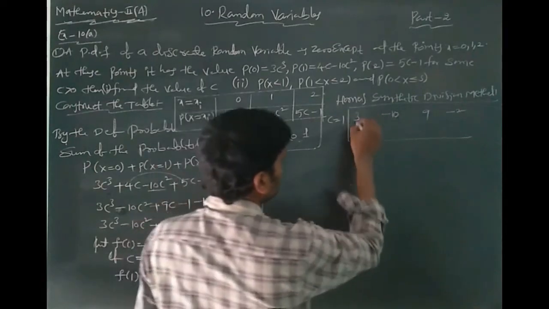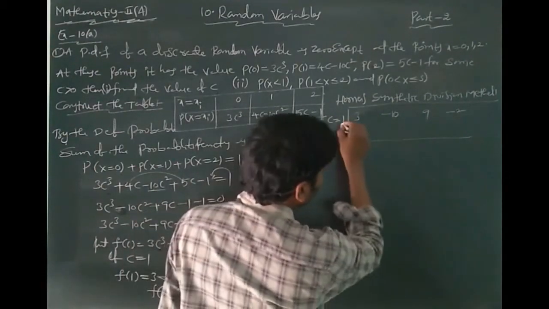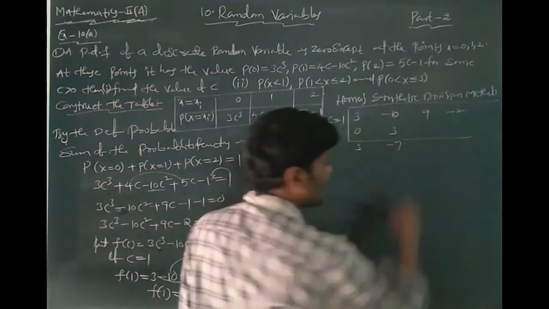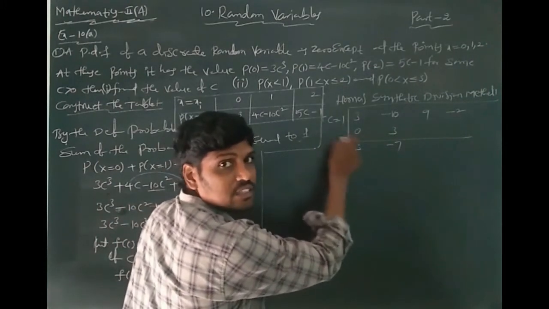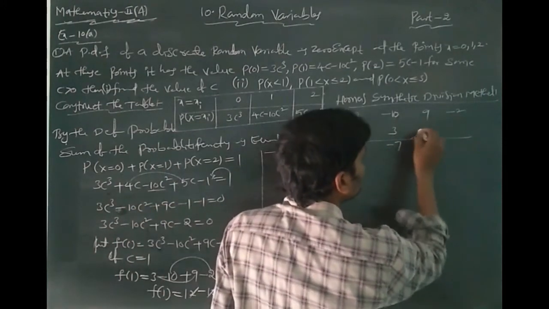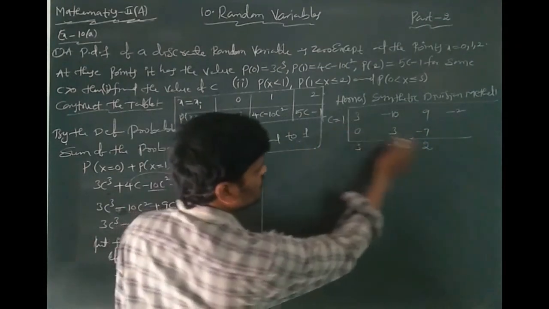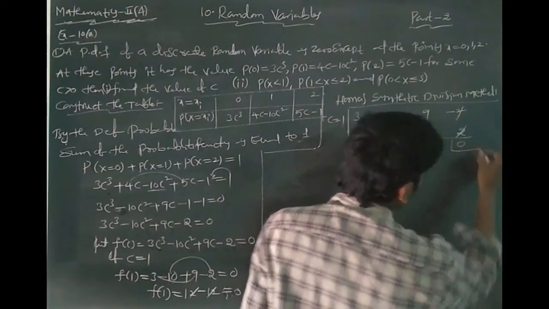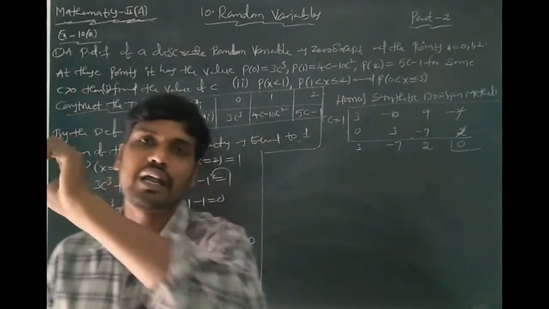Here 3 plus 0, you can write 3. 1 into 3, you write 3 here. Minus 10 plus 3, you write minus 7. 1 into minus 7 is minus 7, and this value goes here. 9 minus 7, you write 2. 1 into 2 is 2, and 2 minus 2 gives 0. The remainder is 0, so we get C value 1, correct.